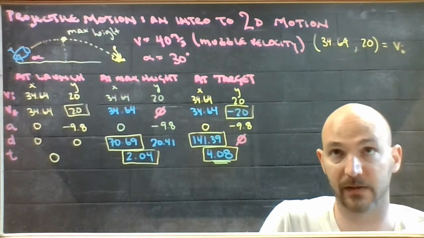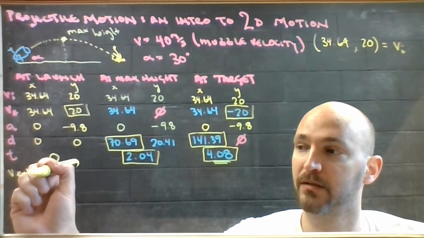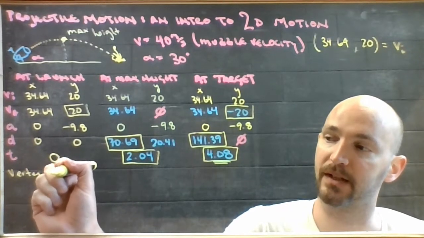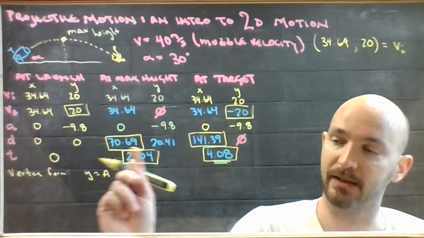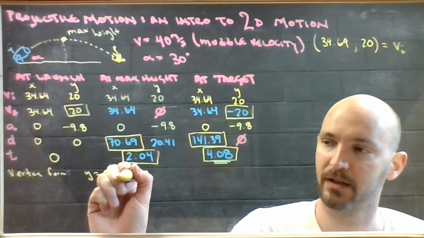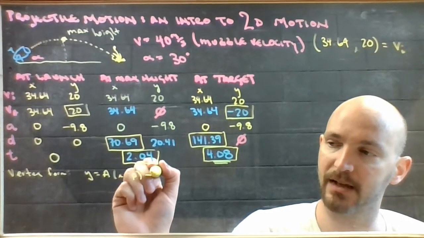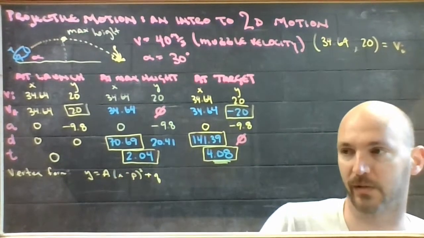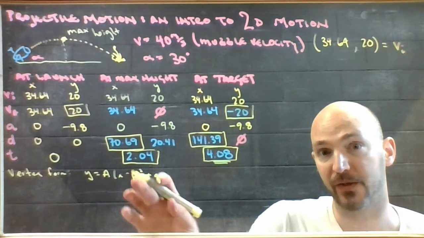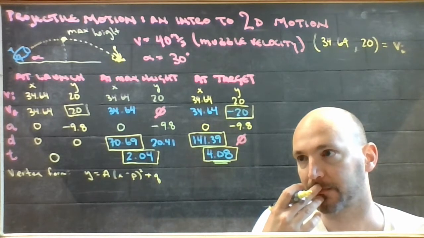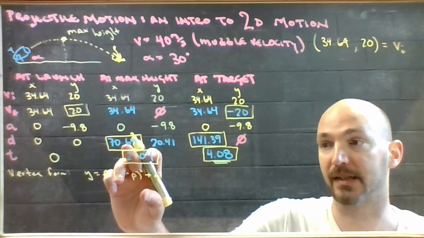So I'm going to pop that over here, maybe vertex of a parabola. Vertex form is y equals a, that's the transformation factor, times x minus the x coordinate of the vertex, squared, plus the y coordinate of the vertex. So if I were to try and fill this in, well, I've got my x coordinate of the vertex is 70.69.